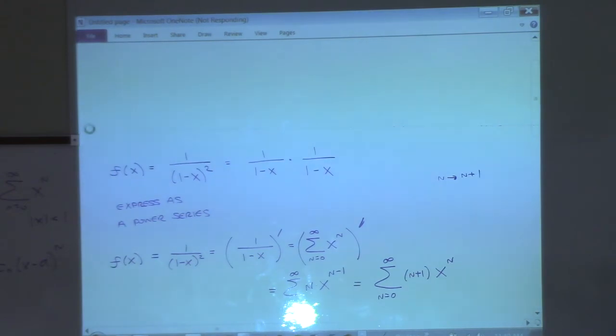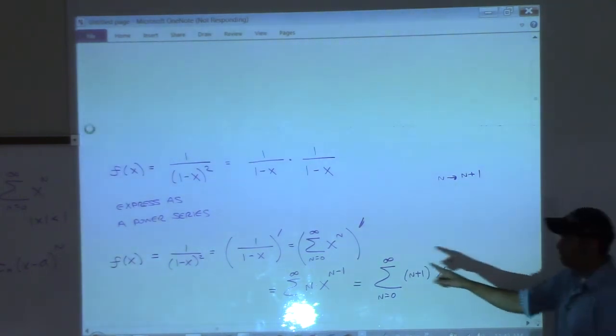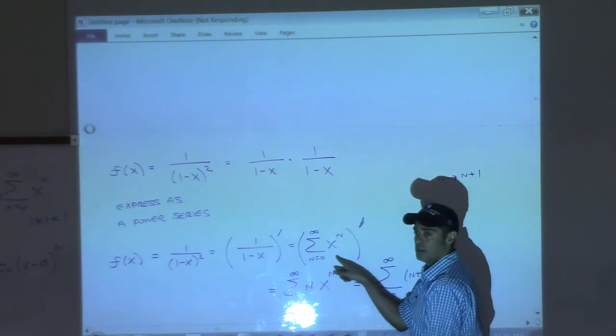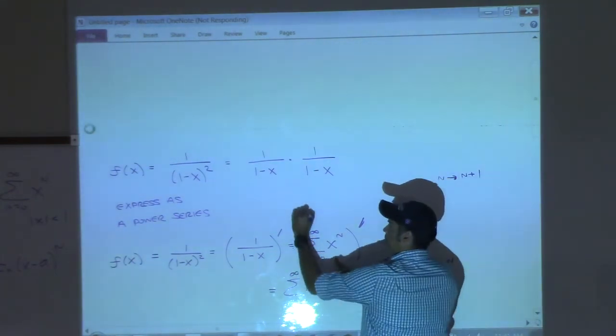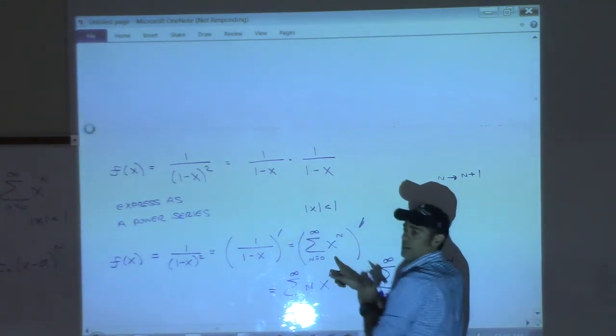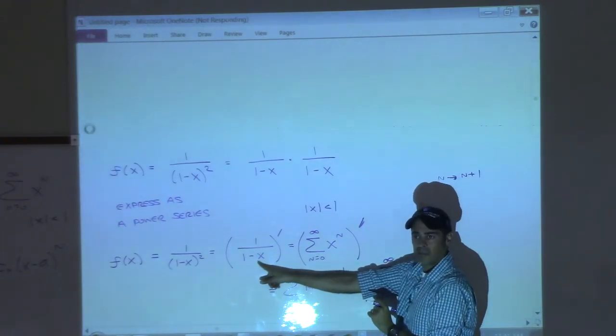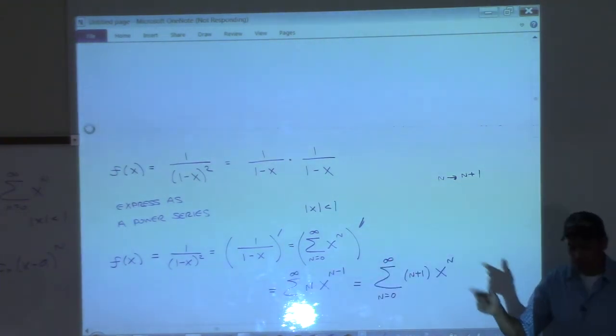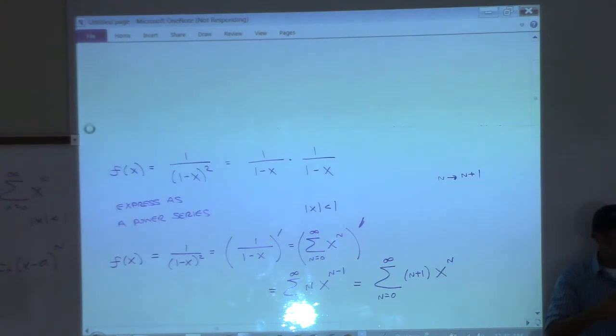Now just for our own, oh, you know what? I forgot to talk about when this is true. Like when this holds. Right here, from here to here, is only true when the absolute value of x is less than 1, right? Because that's this.